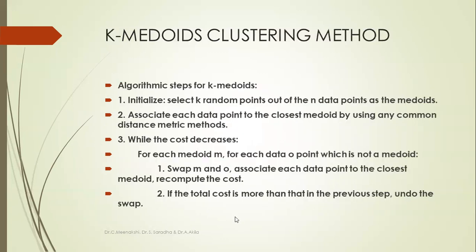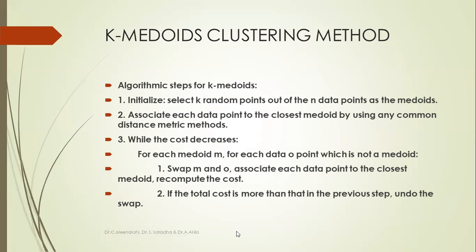So like this, I'm going to have this one. Now we are going to see how to find the algorithmic steps of K-medoids. Select K random points out of the N data points as the medoids. Associate each data point to the closest medoid by using any common distance metric method.